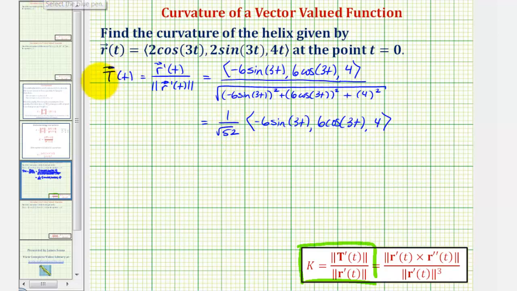Now for the next step, we'll find the derivative of this unit tangent vector valued function. So now we'll find T prime of t, which is going to be equal to 1 divided by the square root of 52, and then the x-component would be the derivative of negative 6 sine 3t, which would be negative 6 cosine 3t times 3, or negative 18 cosine 3t. The y-component would be the derivative of 6 cosine 3t, which would be negative 6 sine 3t times 3, or negative 18 sine 3t.